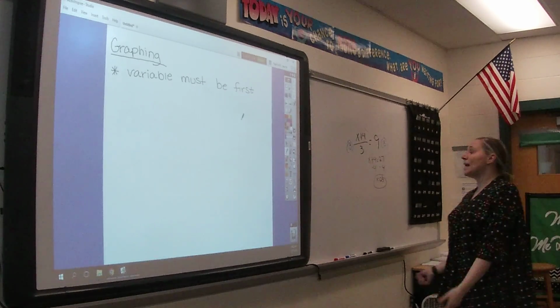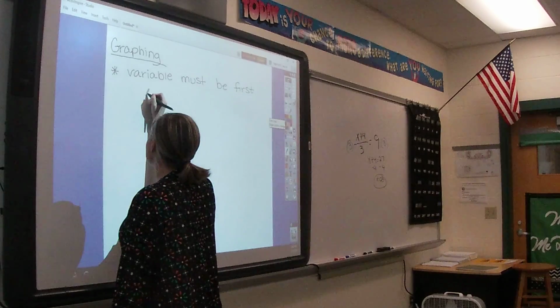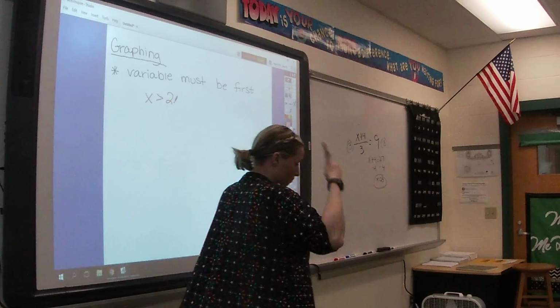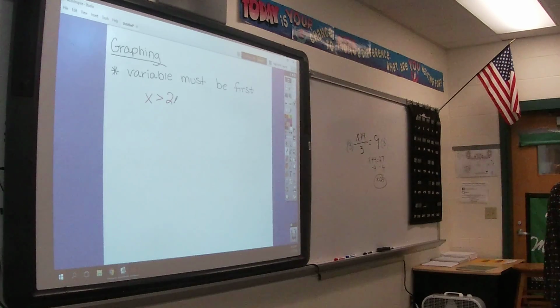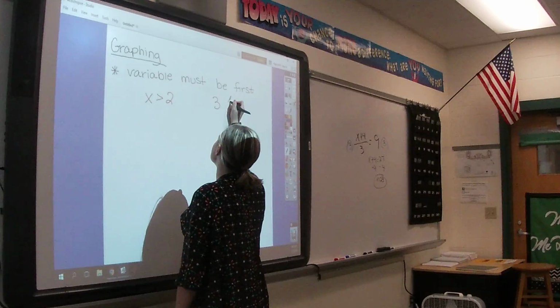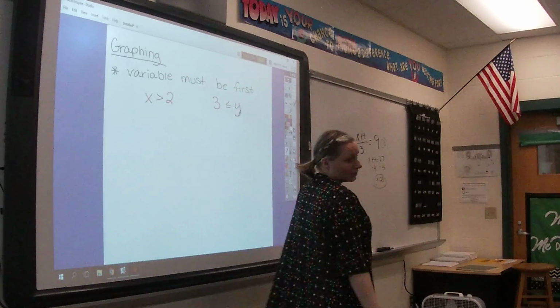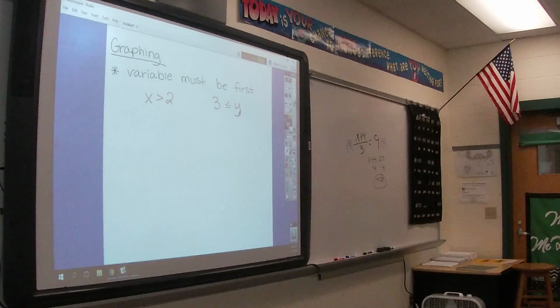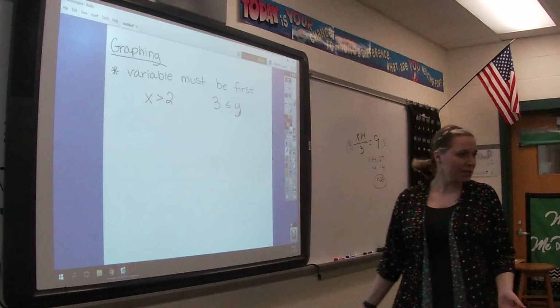So if we're given an answer that says x is greater than 2, perfect, thumbs up, write the variable first, no problem. However, if we are given a problem that says 3 is less than or equal to y, well, that's bad news. We can't graph that because it does not have the variable first. The good news is it takes a whole whopping half a second to write it with the variable first.